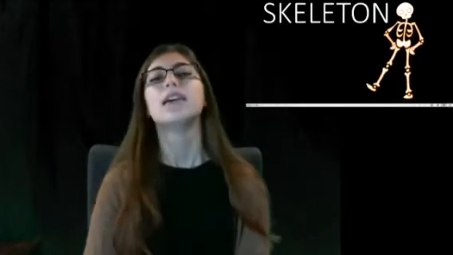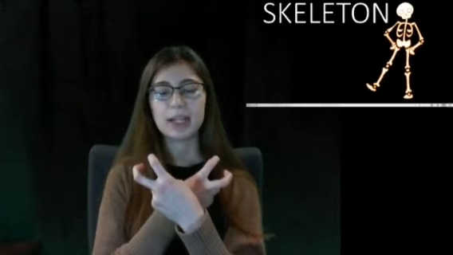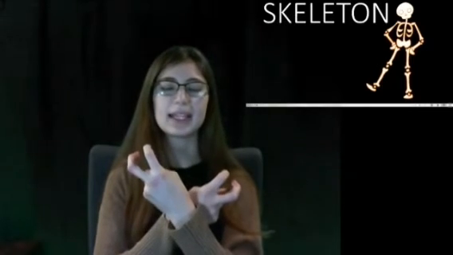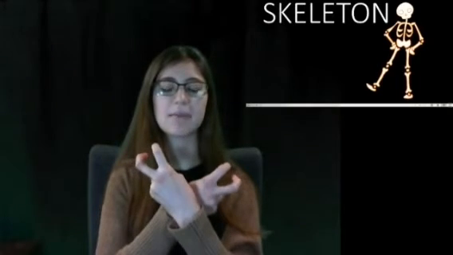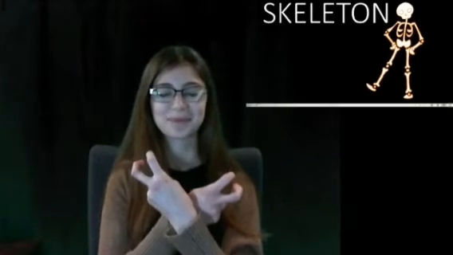Skeleton. So you're going to make 2 bent V hand shapes and cross them across your chest with your dominant hand underneath. And then your non-dominant hand is just going to stay still, and your dominant hand is going to tap twice. Skeleton. This can also be signed moving downwards like a skeleton's ribs.